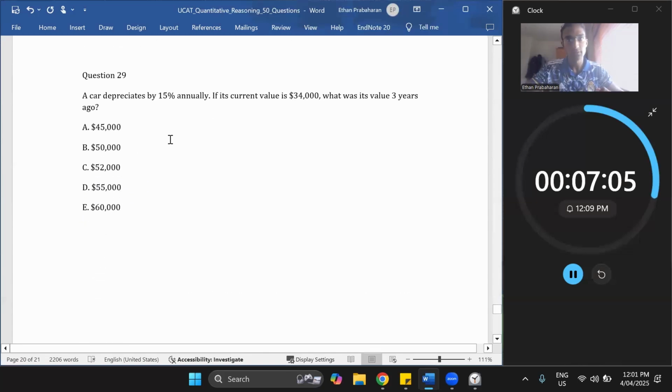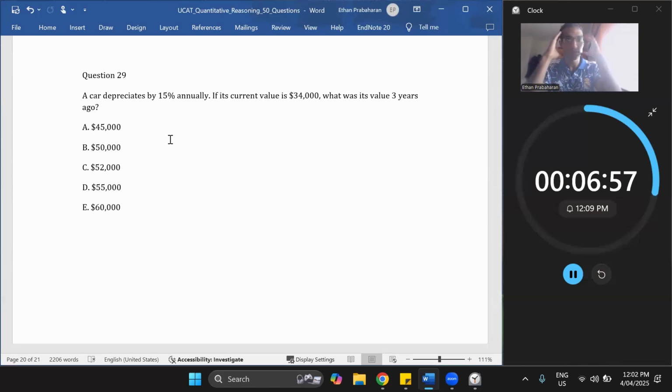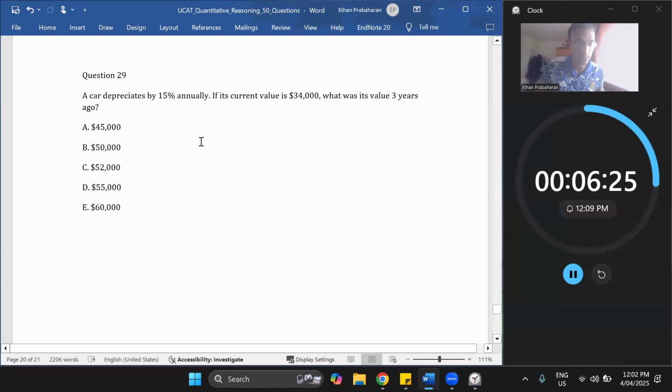15% annually with current value is 34K, value in 3 years, 3 years ago. Okay, so it's divide some number times 0.85 equals this. I'm not going to be able to do that in my head. If I just pick 50K and took 15% off, 10% off would be 45. So 15% off would be 42 and a half. Then if I took 15% off of that, I'd be taking 4.25, 6 point something. So it'd be 36. That's too low.